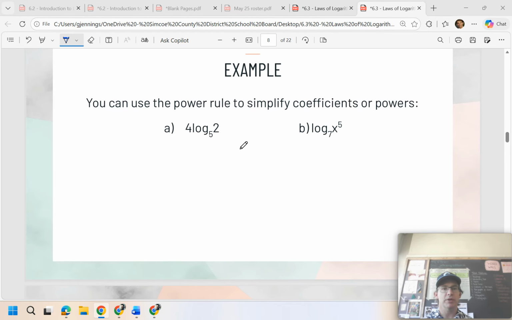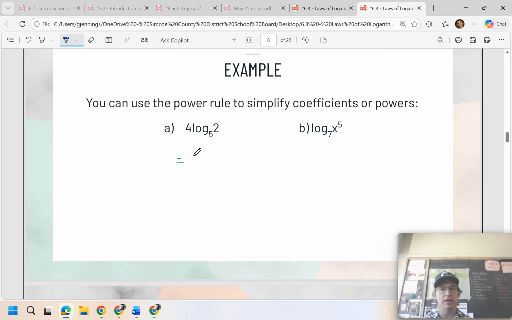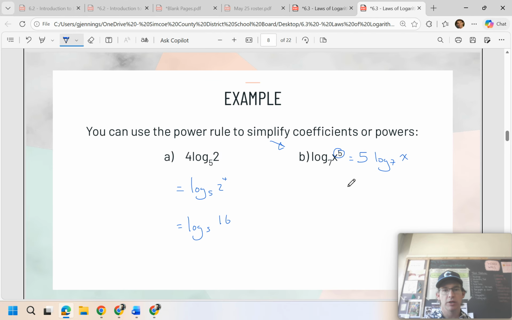Here, if I have something like this, it's the same thing as saying the log base 5 of 2 raised to the power 4. And then I'm not done. I can still simplify. This is log base 5 of 16. So that's how that would work. If I have this one over here, well, that's equal to, this 5 just comes down. It's 5 log base 7 of x. I've been talking about why these work, so let's take a look at why it works. I'll just pause there in case you want to note.